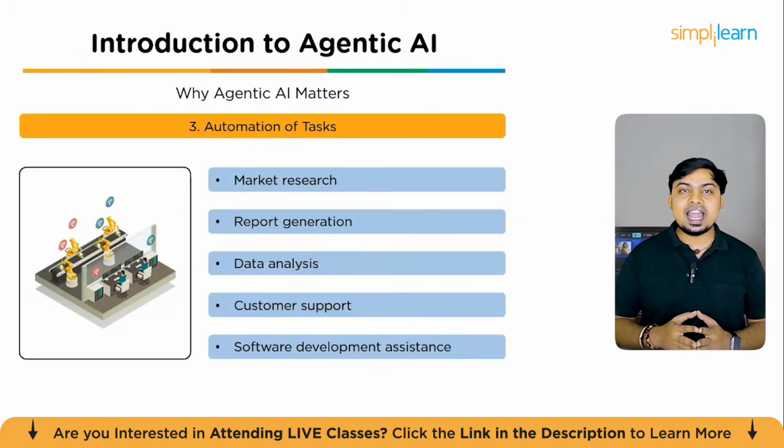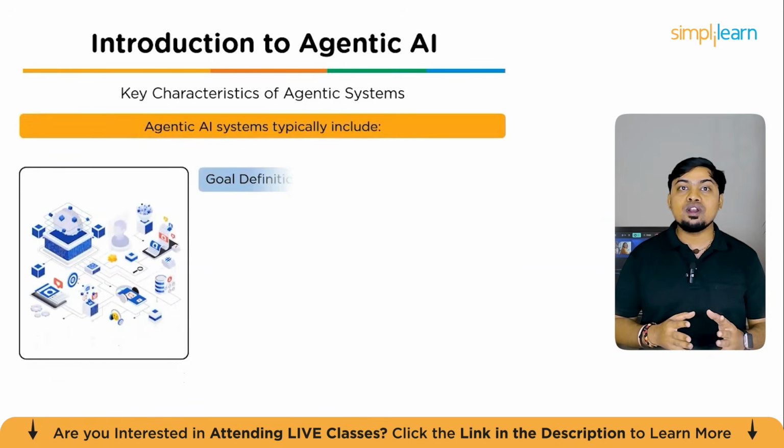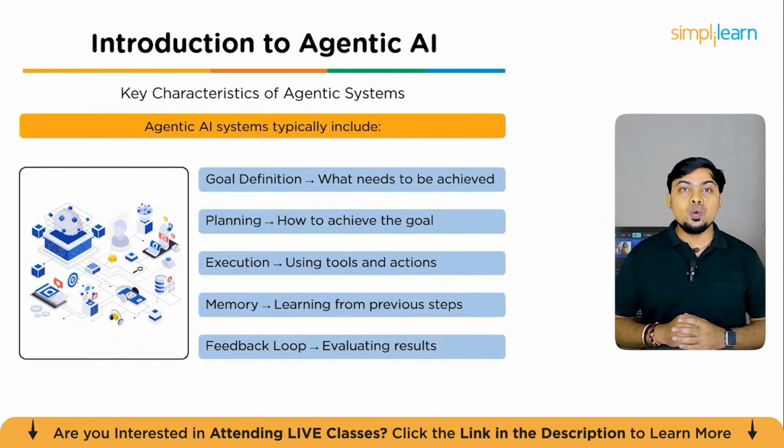Now, let's take a look at the key characteristics of agentic systems. Most agentic AI solutions include five components. Goal definition: understanding what needs to be achieved is the important one. Second, planning and deciding how to achieve the objective. Third is execution, performing actions using tools or systems. Fourth is memory, storing information from previous steps. And the fifth is the feedback loop, which is about evaluating results and improving performance. Interestingly, this structure closely resembles how humans solve problems in real life.